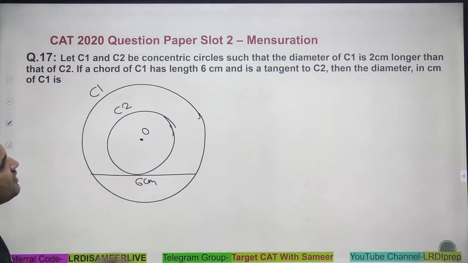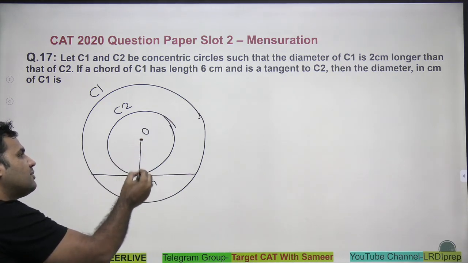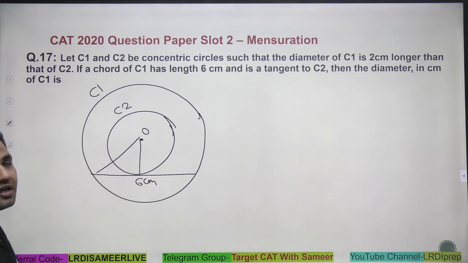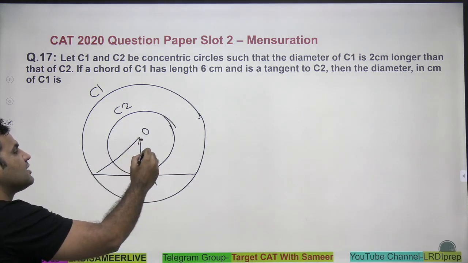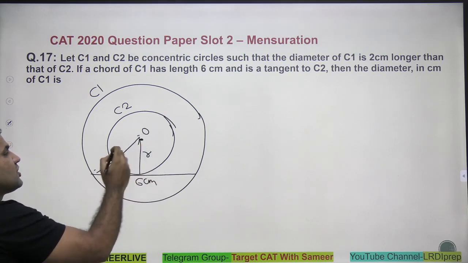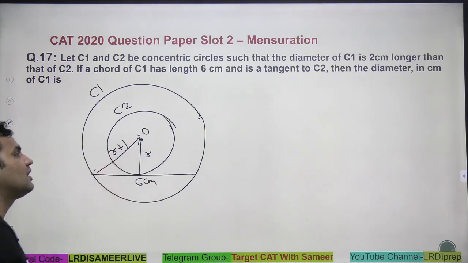And because the difference in the diameters of the two circles is 2, can I say the difference between the radii of these two circles will be equal to 1 cm? So if I say this radius is R, this larger radius would be R plus 1. The difference in the diameter is 2, so the difference in the radius will definitely be equal to 1, right? Because diameter is 2 times the radius.